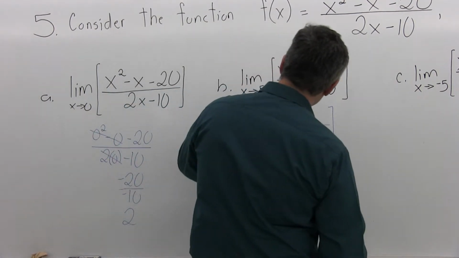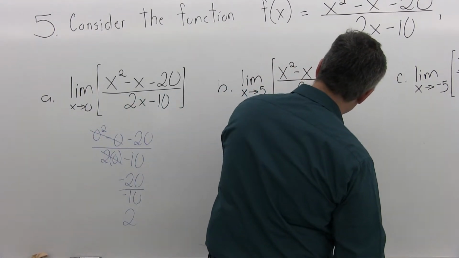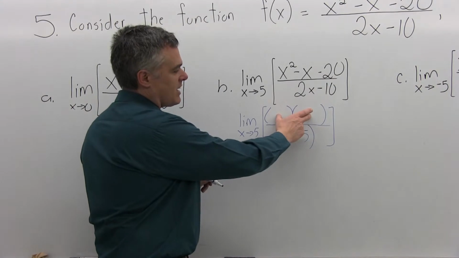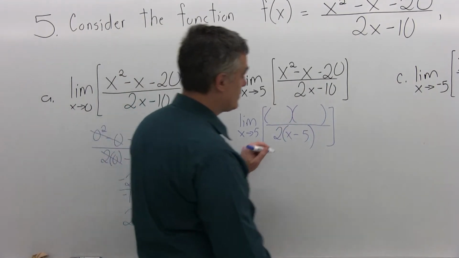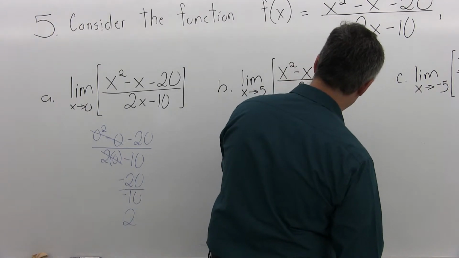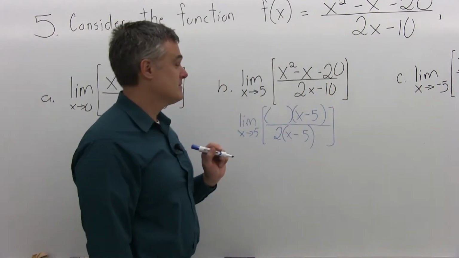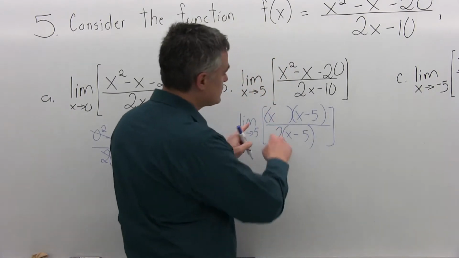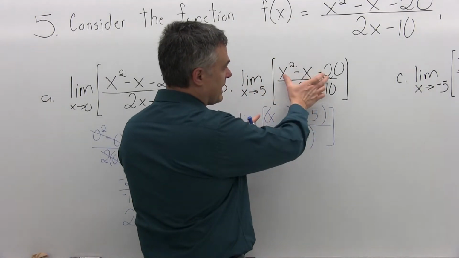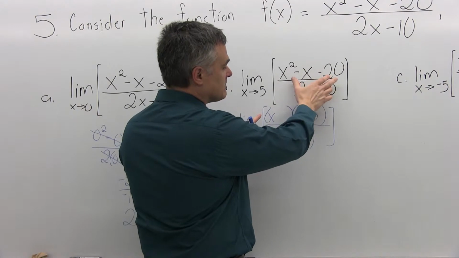Now what I'd like to do is factor the top so that one of my parentheses will cancel. I want one of the parentheses to be an x minus 5. Now hopefully I can do that. So now if I put an x here, I want to be able to FOIL it back and get x squared minus x minus 20.